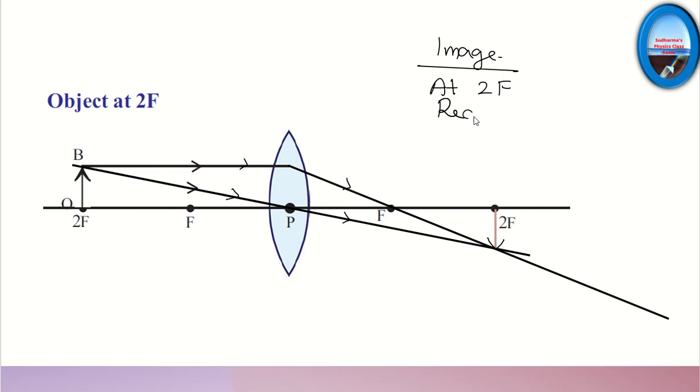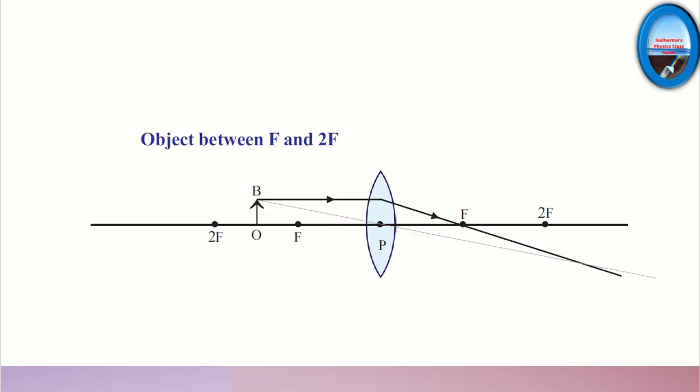So it is real. All the real images are inverted. And the size is the same as the object. So when you are drawing the diagrams, especially for this particular object position, the marking should be exactly correct, because the distance between P and F and 2F should be equal. Or P to 2F should be double the distance of P to F. That's the meaning of 2F. So make sure the measurement is correct. Otherwise, you will not get this image position.